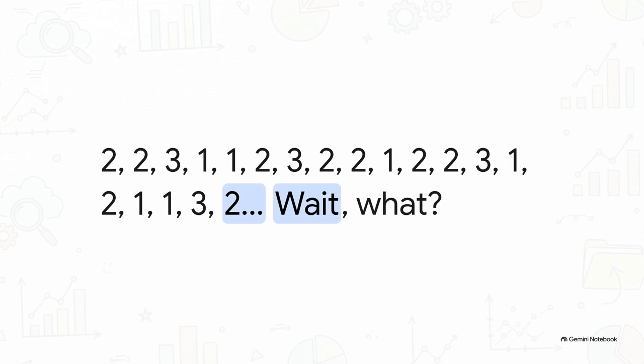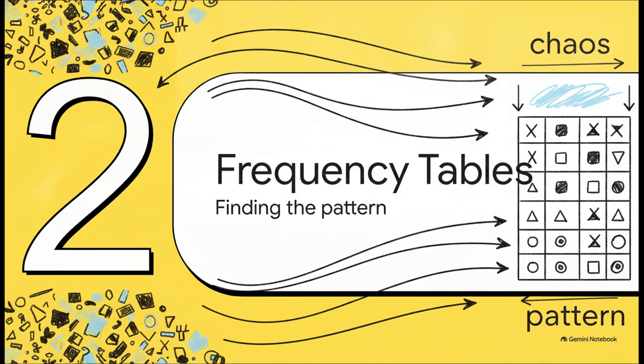Wait, what? If your eyes are kind of glazing over reading that list, you are definitely not alone. It's literally just a wall of numbers. Our brains just aren't wired to instantly extract meaning from a random, unorganized string of digits like that. We need a hero here. We need structure. Which brings us to section 2, order with frequency tables.